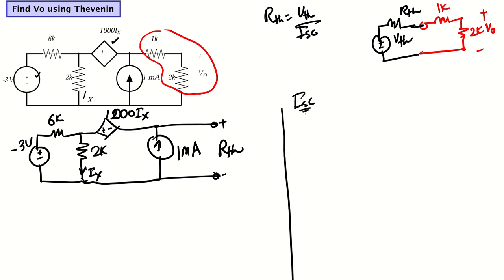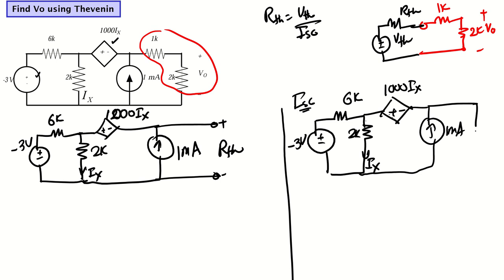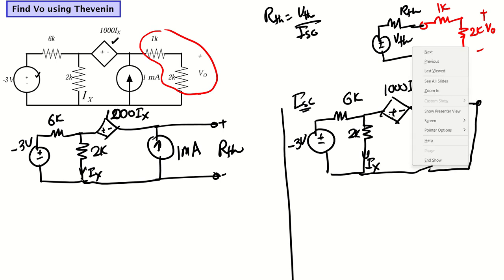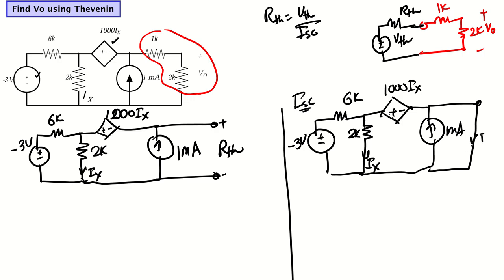To get the short circuit current, we will redraw the circuit again. So minus 3 volt, 6k, 2k, and this is a current Ix. Then we have a dependent source with 1000 Ix, and a current source with the value of 1 milliampere, and we make here a short circuit branch. We want to find the current going through this branch. So this is our target. Let's do it step by step.